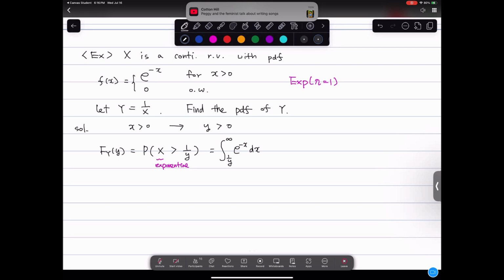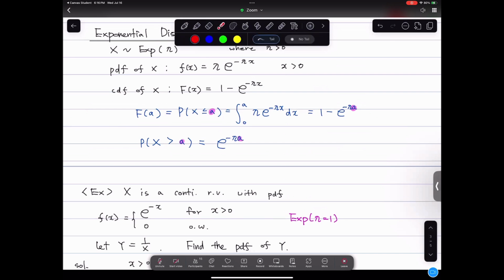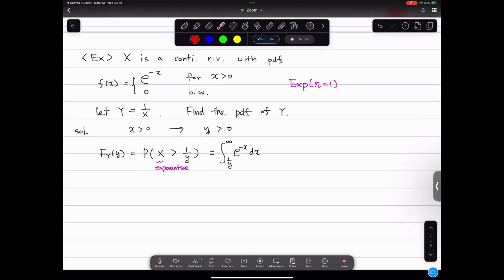Which you can do, or, well, I've done this so many times, so I can make use of this right away. It must be e to the power of negative lambda times the number a. In this case, e to the power of negative lambda is just 1, so I'll have 1 over y. So that's my value, for y values greater than 0.